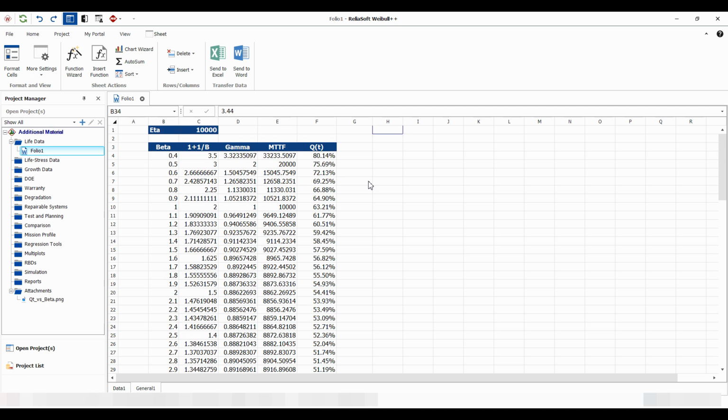And the graph is simply the beta as a function of probability of failure. And that's it.